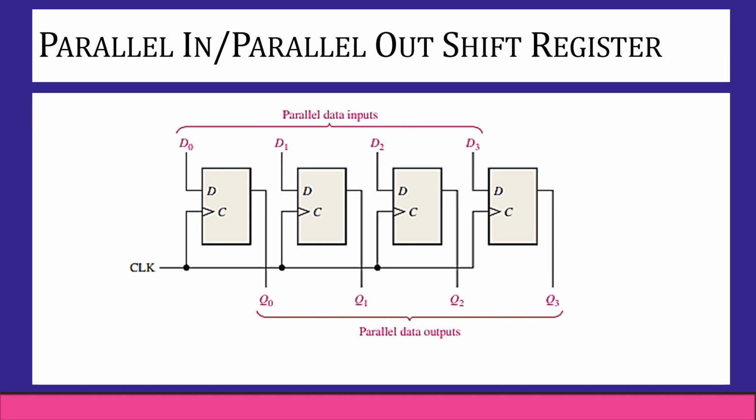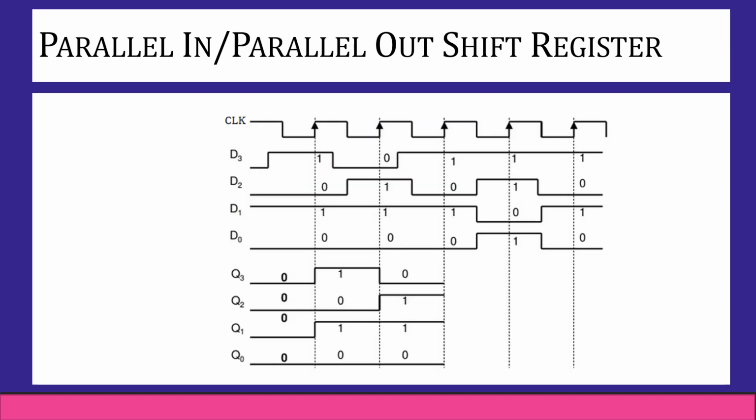So this is a 4-bit parallel in, parallel out shift register. It consists of 4 input lines labeled as D0, D1, D2, D3. So on the active positive edge triggered clock pulse, the data will be inputted parallelly and the data will be outputted parallelly through the 4 output lines labeled as Q0, Q1, Q2 and Q3.